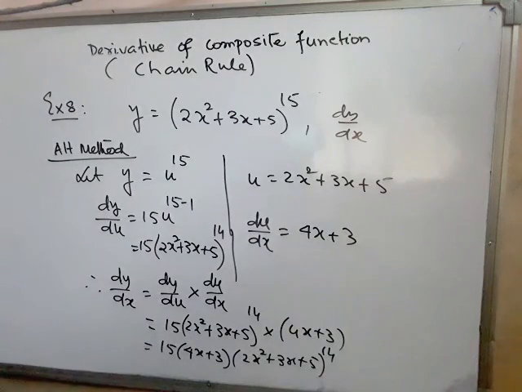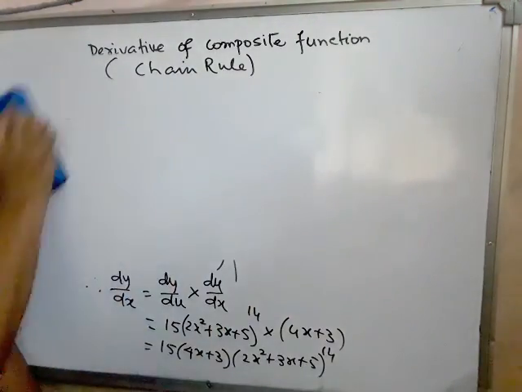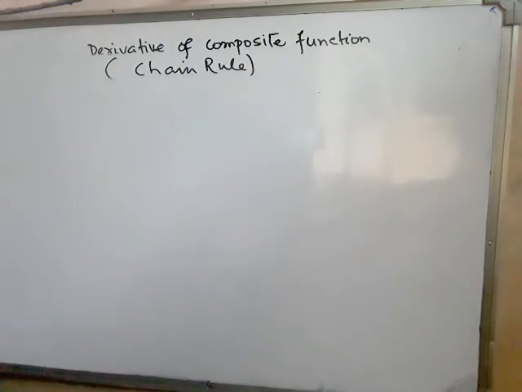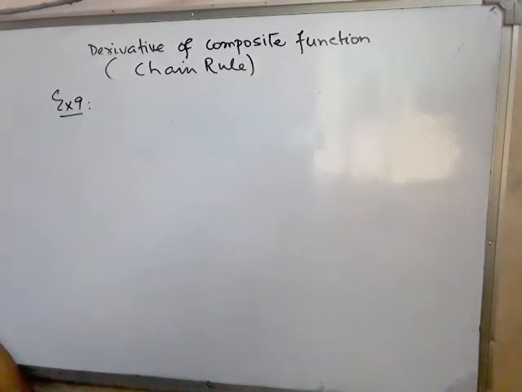So this method is actually a long method. In maximum cases we have to follow the shortcut method, otherwise you will not be able to complete the sum in time. So do by direct method. Example number 9. Do by direct method.